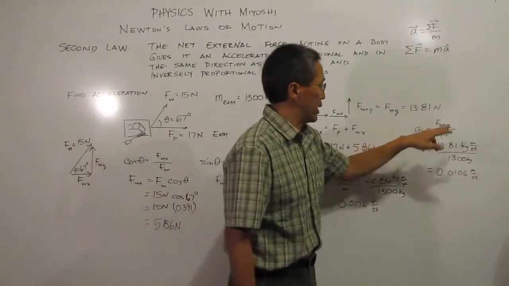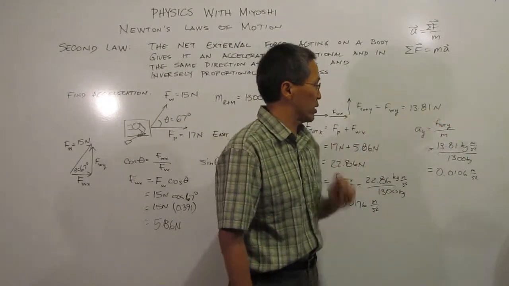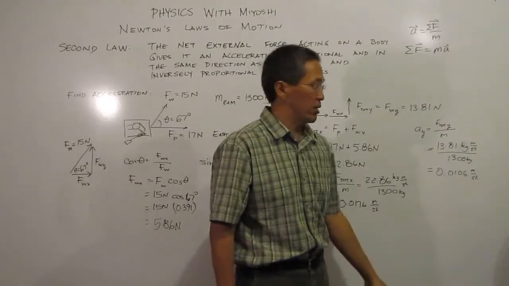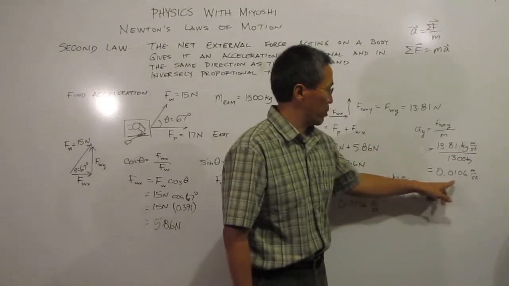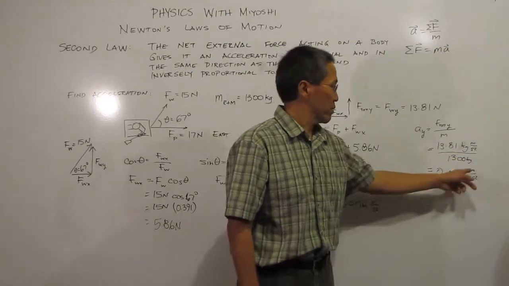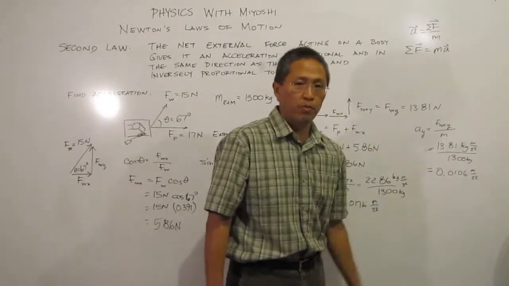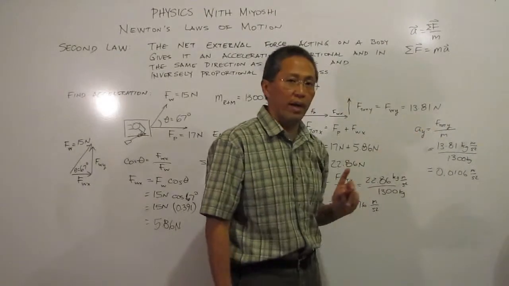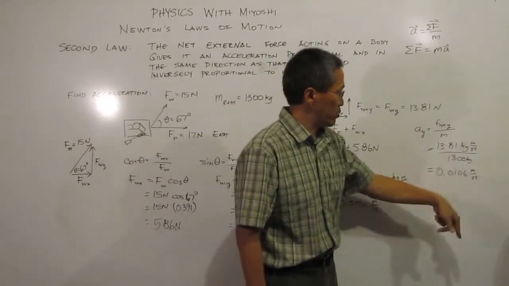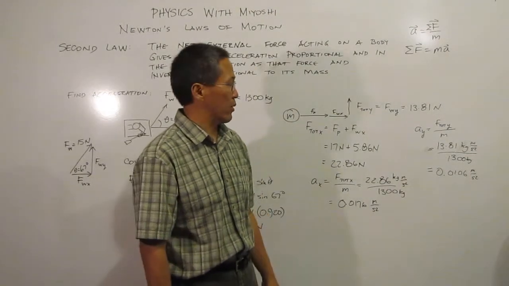In the y direction, again, I divide the 13.81 kilogram meter per second squared, which is a newton, by 1300 kilograms, and my kilograms divide out, and I get 0.0106 meter per second squared for my acceleration. I always try to check my units so I can make sure that the units match up with what I'm trying to find. In this case, when my kilograms drop out, I have meter per second squared left, and that I know is a unit of acceleration.